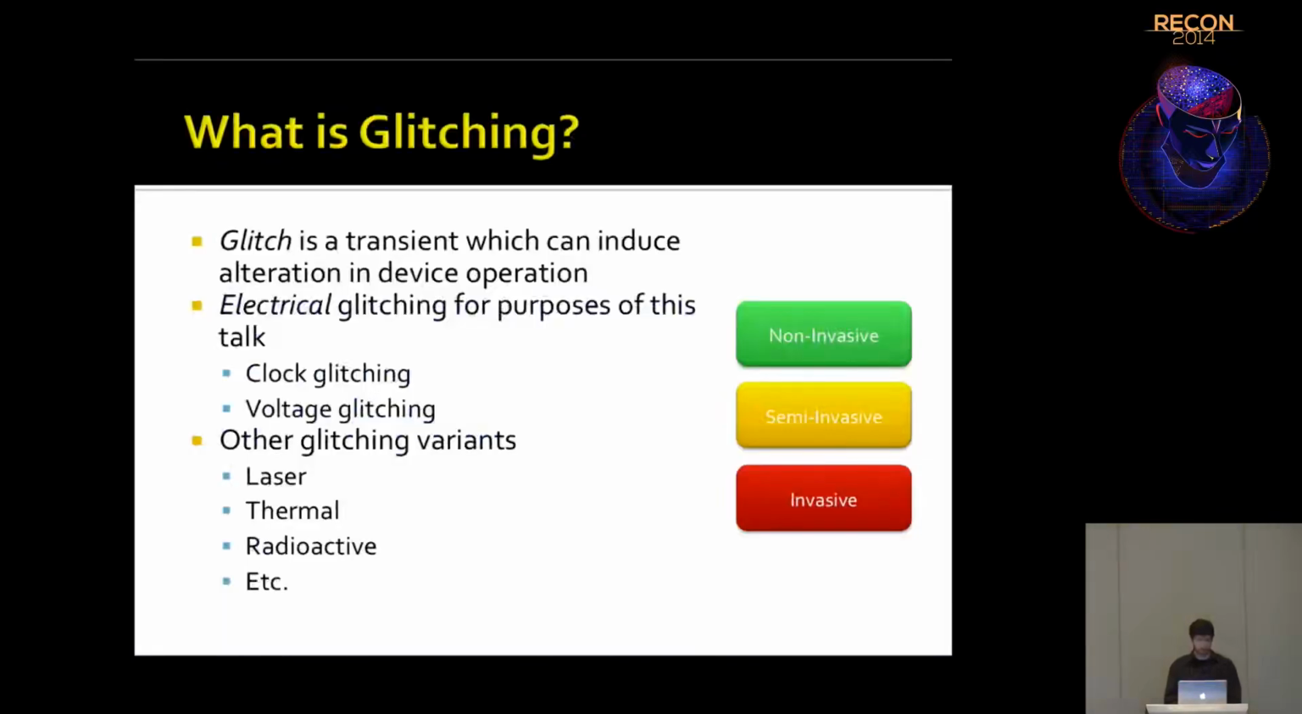All right, so what is glitching? Let's start with our textbook definition here. A glitch is a transient which can induce alteration in device operation. This doesn't have to be electrical. It could be, as listed lower below there, laser, thermal, radioactive. But for the purposes of this talk, let's focus on electrical glitching, and more specifically on clock signal glitching and power or voltage glitching.